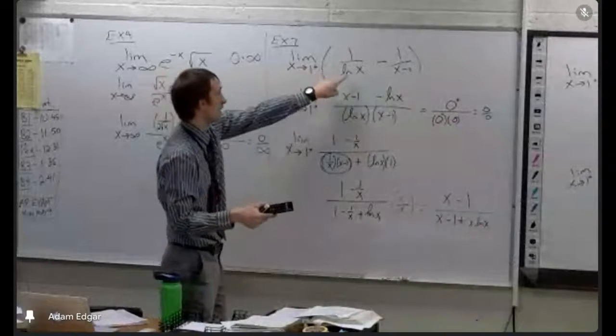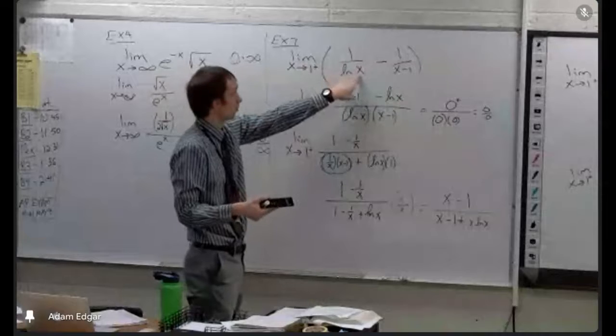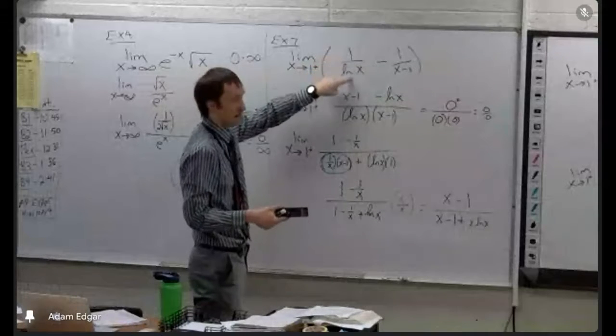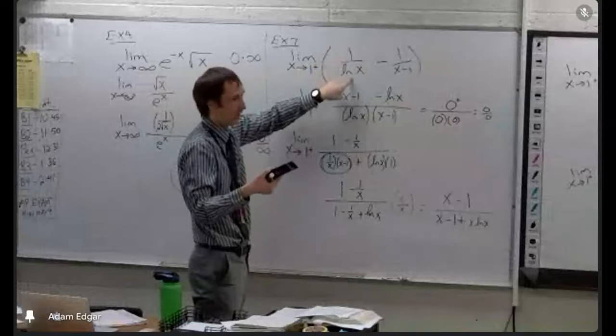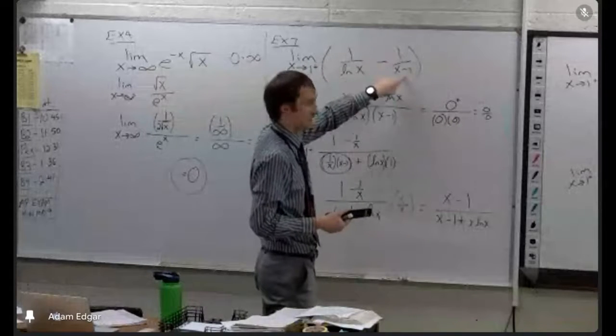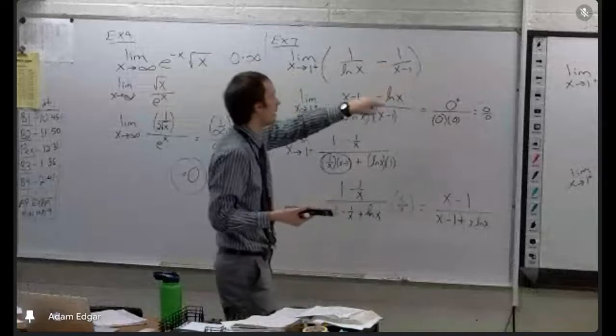Because the natural log of 1 is 0. We're approaching 0 from the right because we're approaching 1 from the right. So 1 divided by 0 is a positive infinity there. We're approaching 0 from the right here for the same reason. 1 divided by positive 0 is infinity. And we have infinity minus infinity.